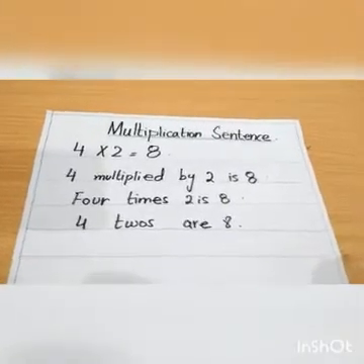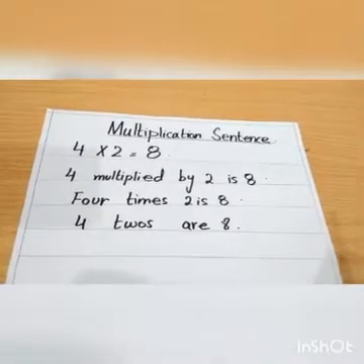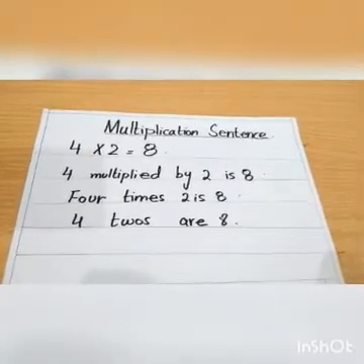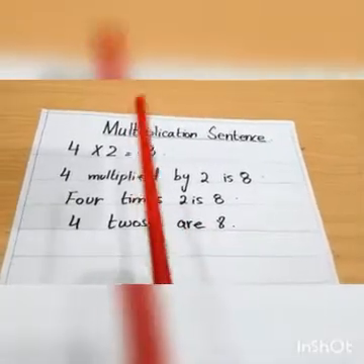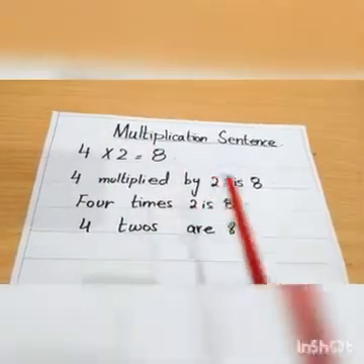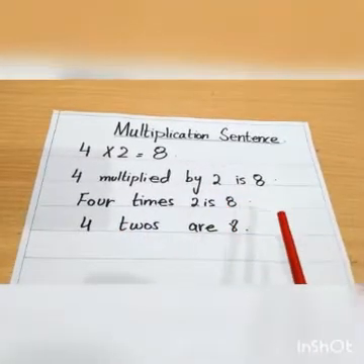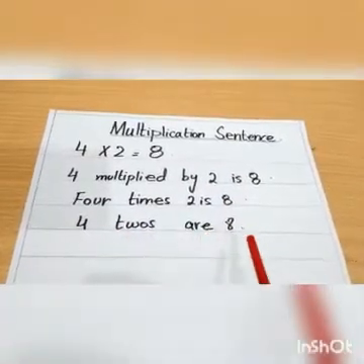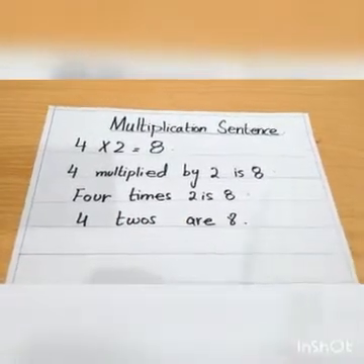Let us use the multiplication symbol to write this statement. This is called the multiplication sentence. It can be read as 4 multiplied by 2 equals 8. 4 times 2 is 8. 4 twos are 8. We read it as 4 twos are 8.